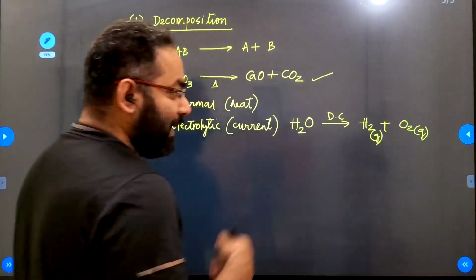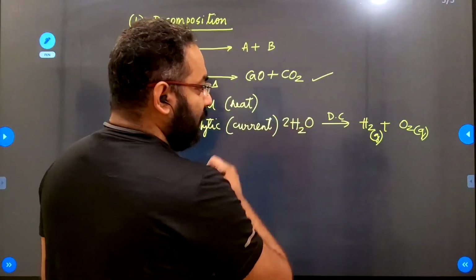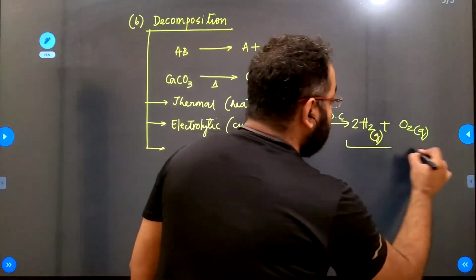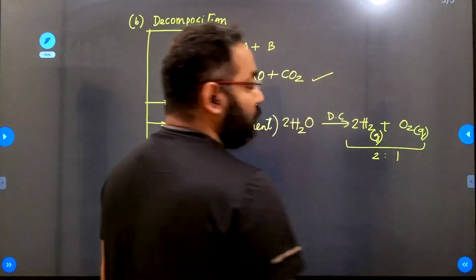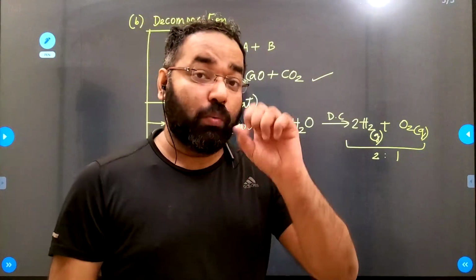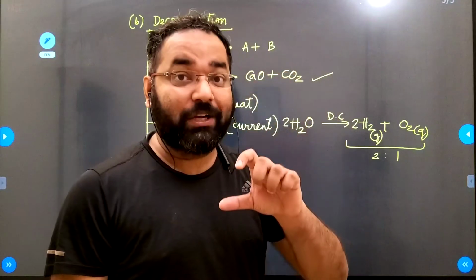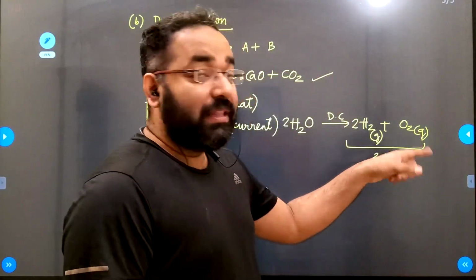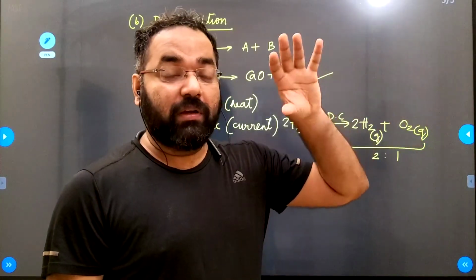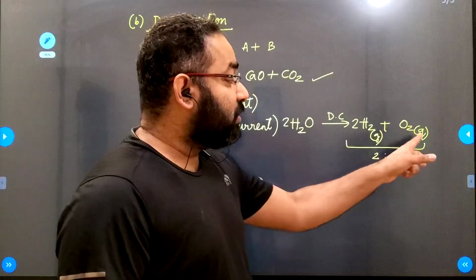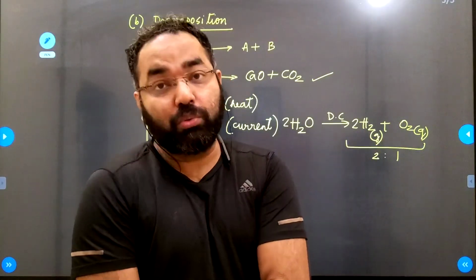Now let us first balance the reaction. I have 2H2O giving me 2H2 plus O2. Now if you see, the formation of the products is always in the ratio 2:1. This indicates that the level of water in the hydrogen tube will drop by 2 units, because that is the volume of hydrogen that gets occupied. In the other oxygen collection tube, the level of water drops only by 1 unit. Therefore, hydrogen and oxygen will always be formed in the ratio 2:1.